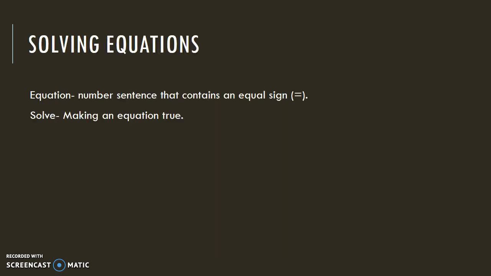Solving equations. An equation is a number sentence that contains an equal sign. So this is how it's different from that expression. An equation always has an equal sign. Your goal is to be able to solve equations or make them true. In other words, correctly answer the equation.